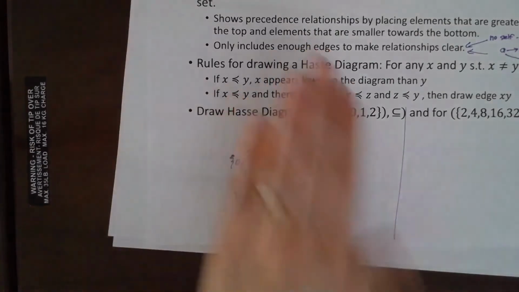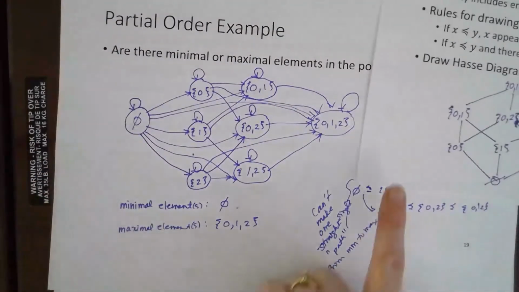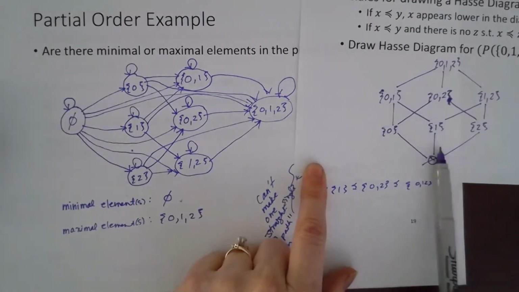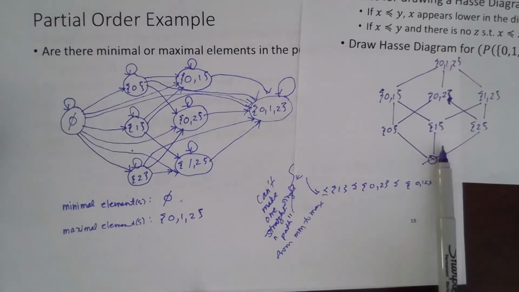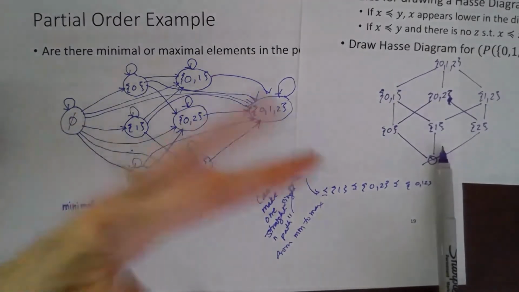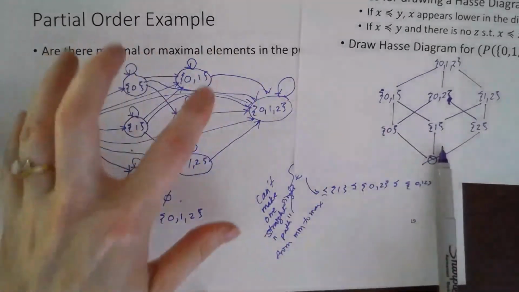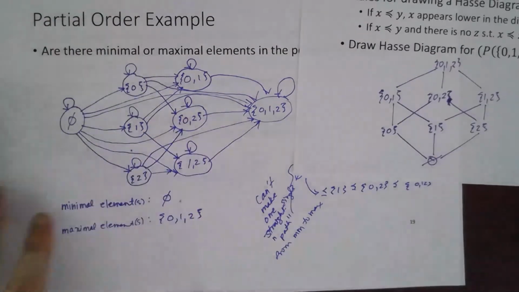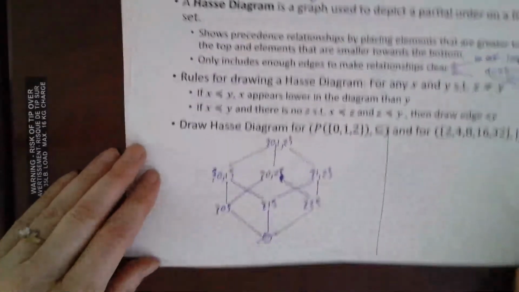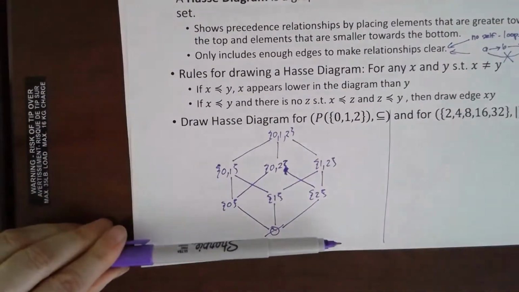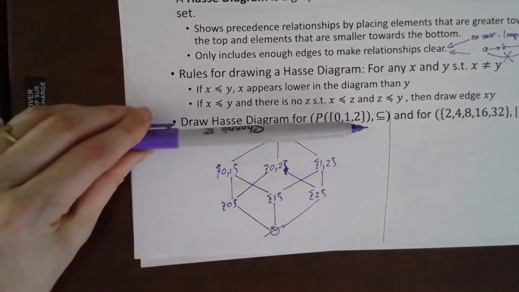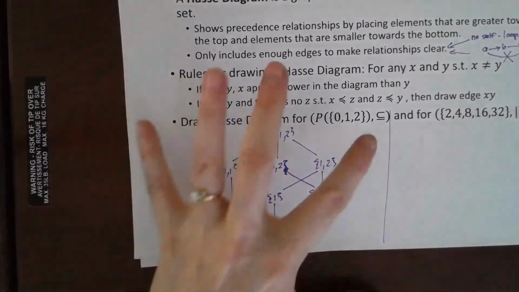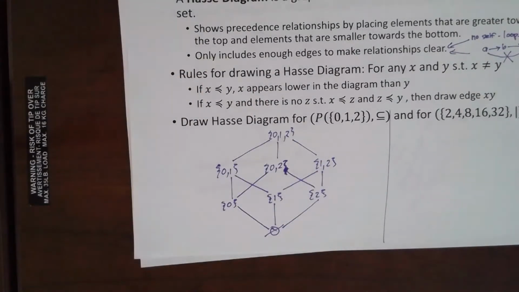If you compare these two, they give all the same information, but this one is so much easier to look at and digest and understand what it means because it doesn't have all those extra transitive edges, it doesn't have all those extra loops, it's just not as busy. It conveys all the same information, it's just a lot easier to look at. Also, we can see that the minimal elements are always going to be at the bottom with nothing under them. The maximal elements will always be at the top with nothing above them. So that is the Hasse diagram for that subset.